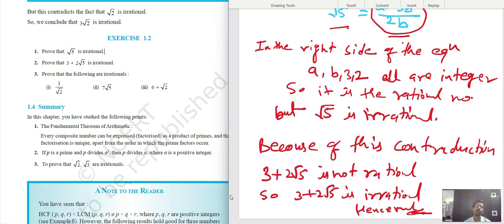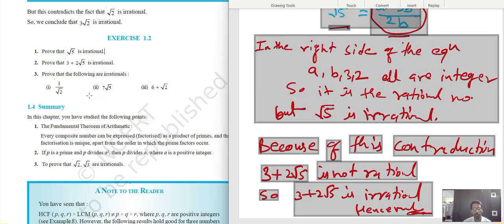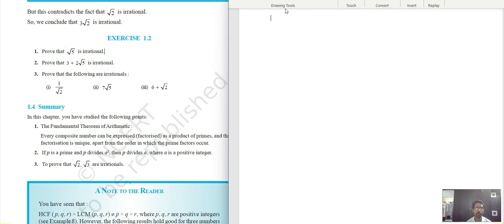Got it? This much only we have to do in these questions. Okay. Again now the next question, question number 3 we'll discuss. The first question of question number 3: 1 by root 2 is irrational. We have to prove it.